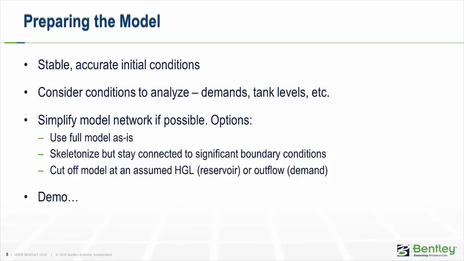Next thing you want to do is, if at all possible, simplify the model network. So if you have a really big model, maybe a city or subdivision, one option is to just use the model as is, but it's highly recommended that you skeletonize the model, which is to say, simplify it down, remove model elements that may not really experience bad transients, and kind of focus in on the area that you expect to see the worst effect of the transient. But you do want to stay connected to any significant boundary conditions. So if you have a pump station that's pumping up to a tank somewhere downstream in the system, you may want to skeletonize it from the pump out to that tank.